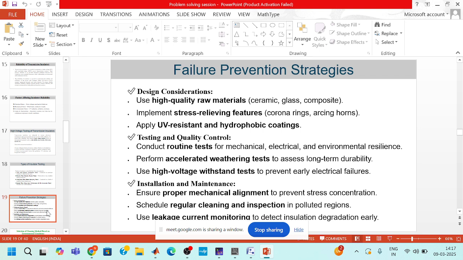So now after testing, there are some failure prevention strategies. We have to select the design criteria, and we have to use high quality raw materials for all the three types of insulators. We have to apply UV resistant and hydrophobic coatings, and after that testing and quality control, and we ensure proper installation and maintenance for electrical insulators to prevent stress concentrations and to detect insulation degradation early.